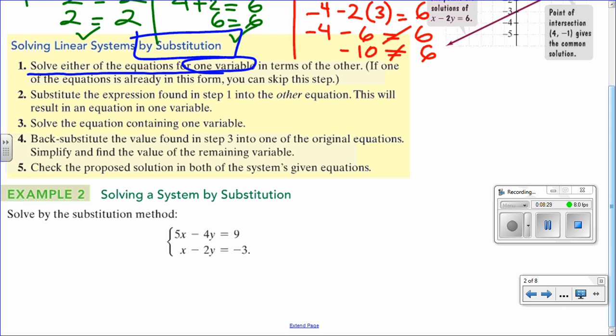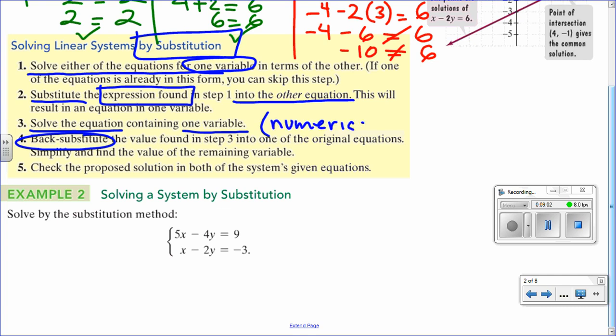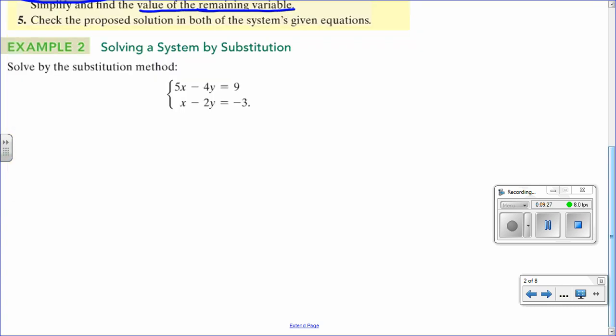Now, step number 2, we substitute the expression found into the other equation. And so while we do that, we're going to have only one equation, one variable. Then we solve that equation, the one that contains only one variable, and then we back substitute into the other one. So here we're going to get a numerical value or answer, and then after that, that's where we substitute back here to find the value of the remaining variable. Okay, and step 5 is to check your solution, if you have time, of course.